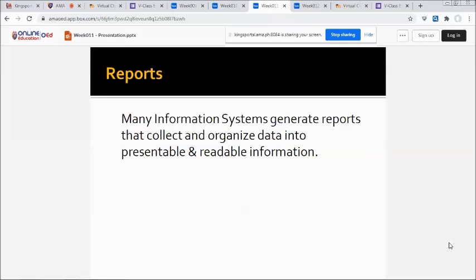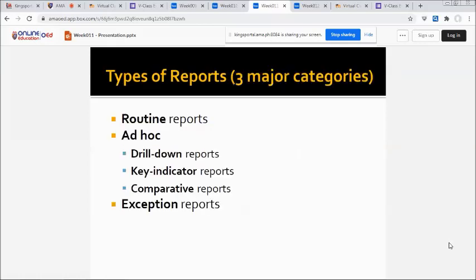So many information systems generate reports. These reports are important. The ERP or the IS can generate reports that collect and organize data into presentable and readable information. We have three major categories of reports: routine reports, ad hoc reports, and exception reports. Under ad hoc reports, we have drill down reports, key indicator reports, and comparative reports.